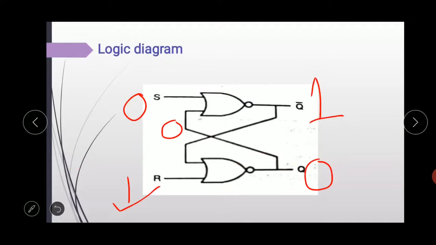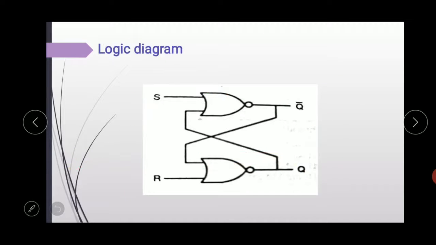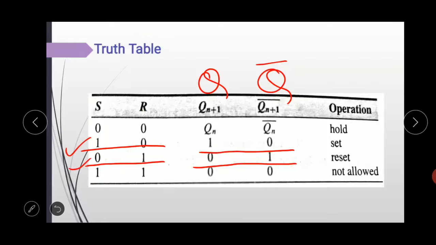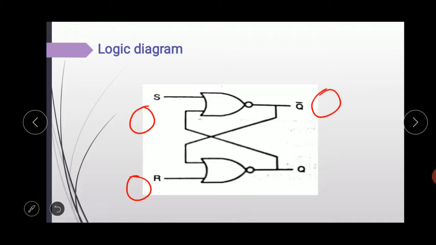Then here we apply 0 0. As we know, if 0 is given at the input of the NOR gate, then we cannot certainly assume any output for it. So it holds the previous state. Previously we found the output 0 1. When we apply this here, then 0 1 gives 0.